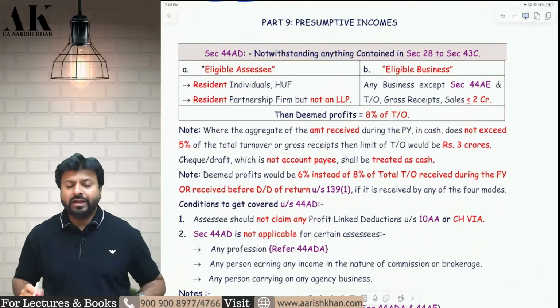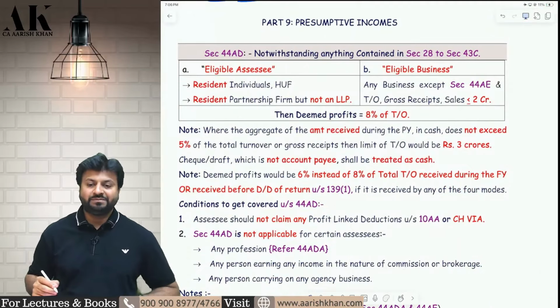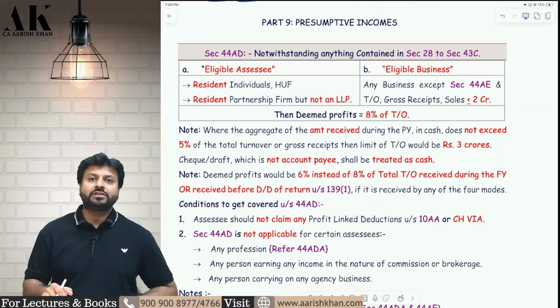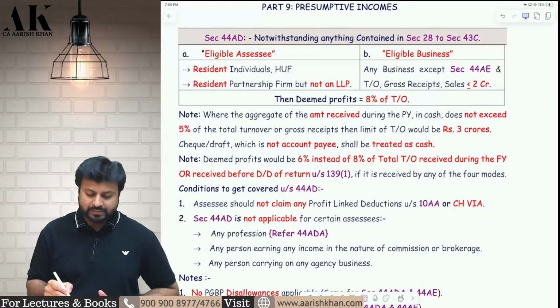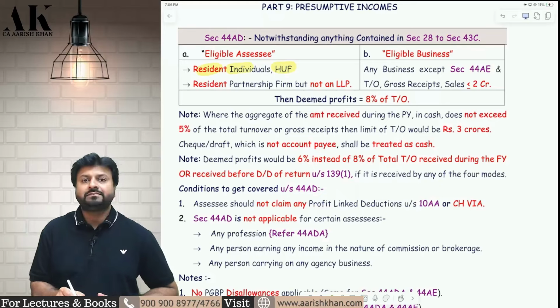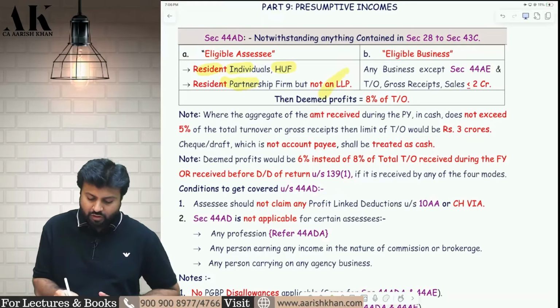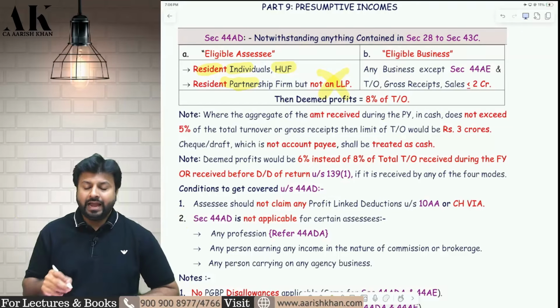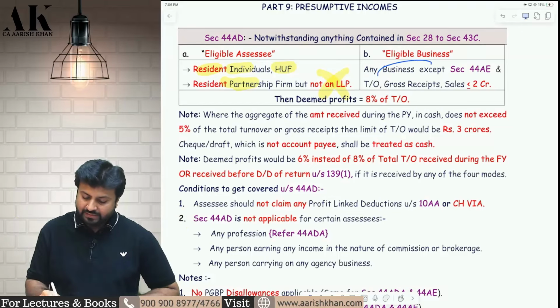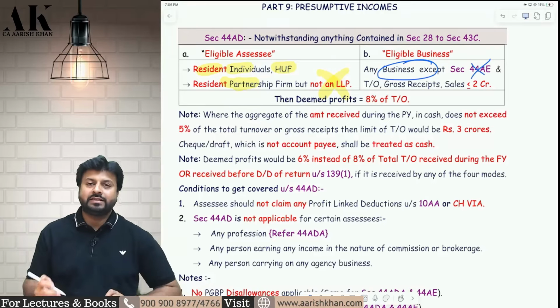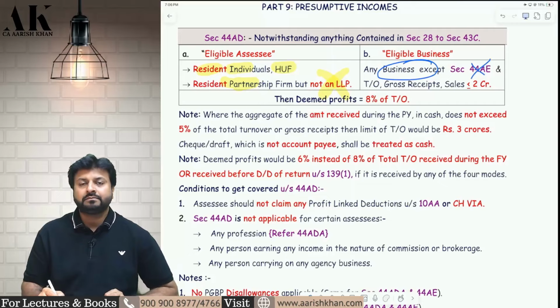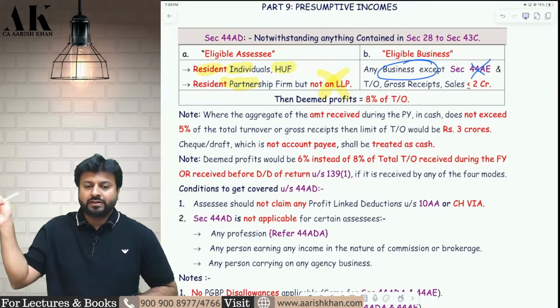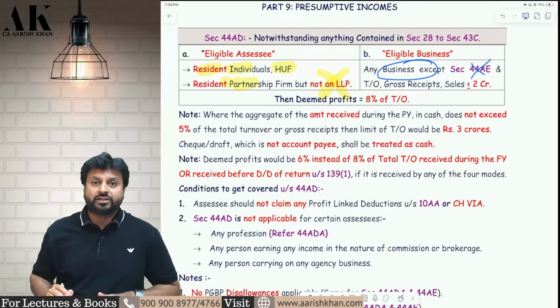Now, one last part of this chapter, that is presumptive income. Let's talk about the first presumptive income, that is 44AD. 44AD is applicable to whom? It is applicable to resident individual, HUF or resident partnership firm, not LLP. 44AD is not eligible for LLP. And you should be engaged in business. Which business? Any business except 44AE, that truck wala business, that goods carriage business. Apart from goods carriage business, you should be engaged in any other business. Don't engage in goods carriage business, because for that we have already made a separate 44AE section.